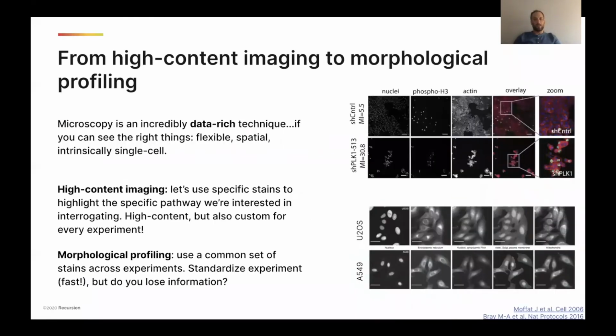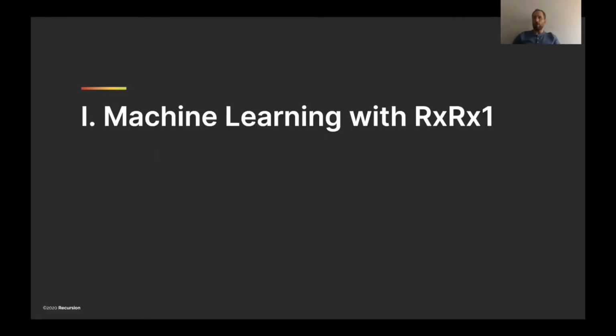One of the key challenges we face in the CytoData community is to learn to extract as much biologically relevant information from high content images in order to perform morphological profiling. And today we will share with you 3 data sets released by Recursion during the last 2 years to aid the community in advancing these efforts. I'll begin by discussing machine learning with RxRx1.